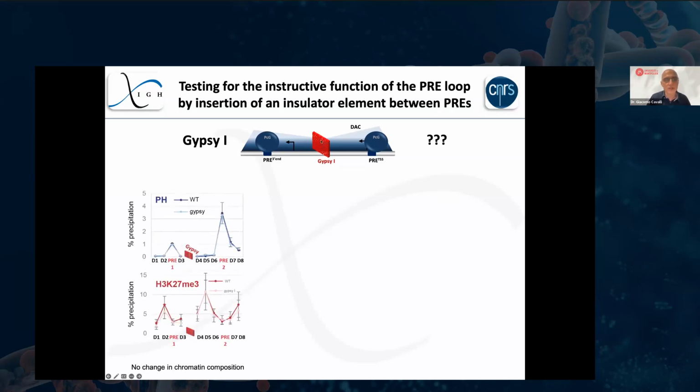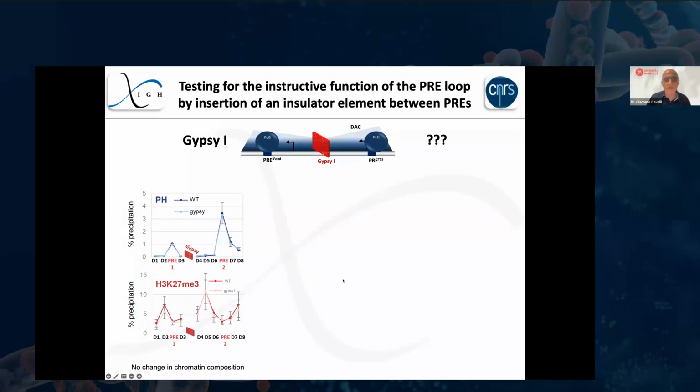So once we insert this, the first thing to check is whether anything happens to Polycomb. This is just the ChIP showing that with or without the insertion of the insulator, there's no change either in Polycomb component binding or in K27 trimethylation.